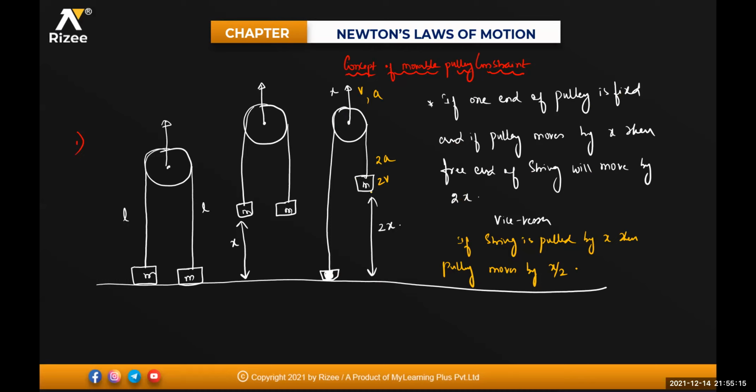Then the reverse of that. If the free end is being moved by x in the downward direction, then the pulley will move by a distance of how much? X by 2. Clear? Any doubt in this one? Barkha, very important constraint, beta.